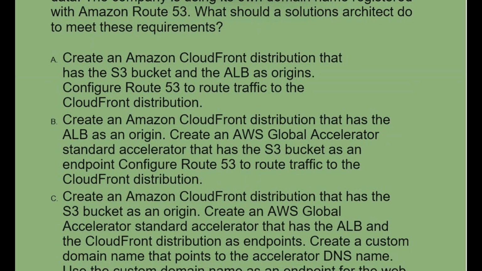Option A, create an Amazon CloudFront distribution that has the S3 bucket and the ALB as origins. Configure Route 53 to route traffic to the CloudFront distribution. Option B, create an Amazon CloudFront distribution that has the ALB as an origin. Create an AWS Global Accelerator standard accelerator that has the S3 bucket as an endpoint. Configure Route 53 to route traffic to the CloudFront distribution.